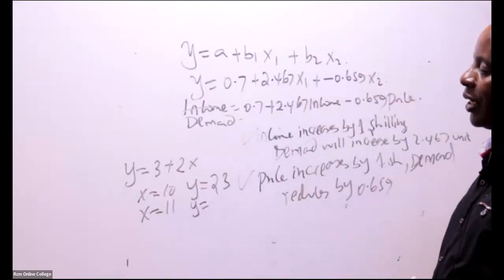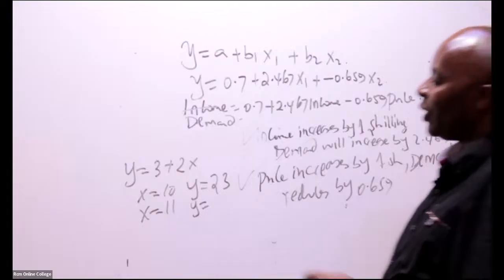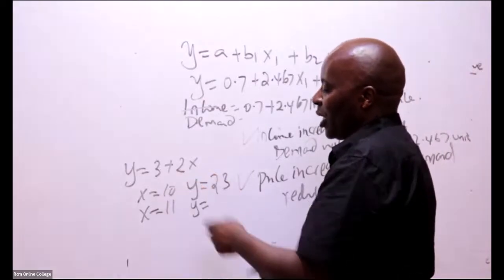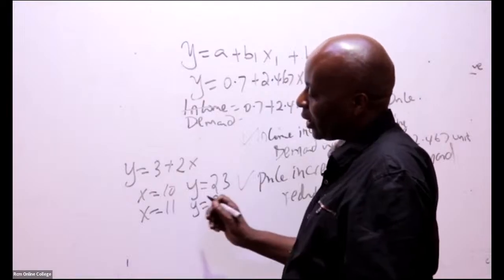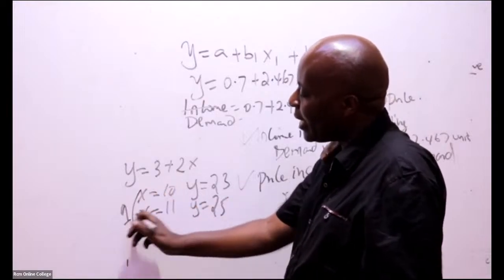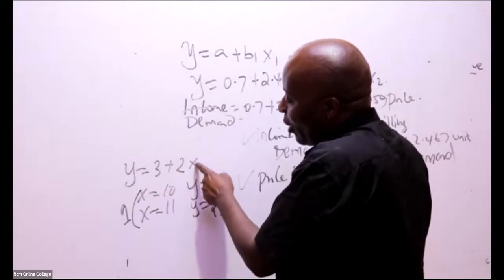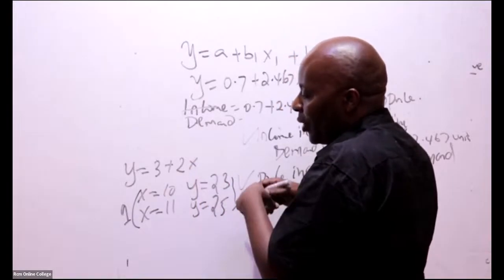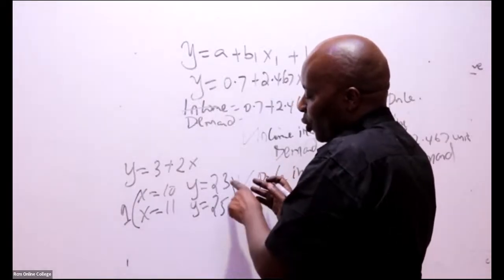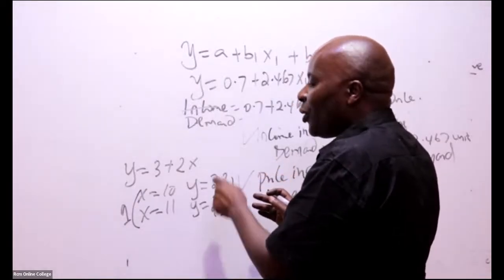If x is 11, this will be 2 times 11, 22, plus 3. This gives me 25. So then check this. When x increases by just 1, what has happened with y? Y has increased by 2, because 23 to 25. That's how you interpret the gradient.